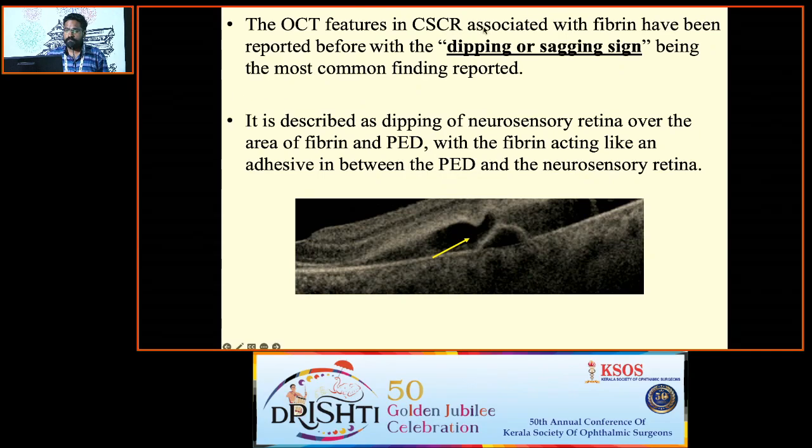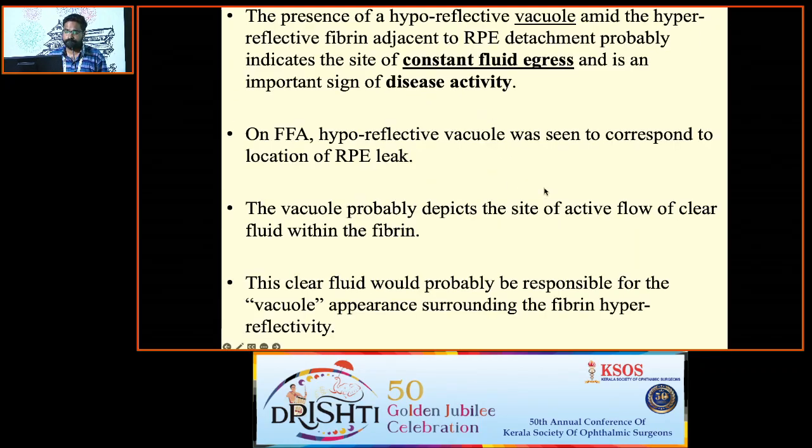The OCT features in fibrinous CSCR clearly show a dipping or sagging sign, that is a tent-like depression in the neurosensory retina between the retinal pigment epithelium and the fibrinous material, and they basically act like a cushion, like adhesive between this PED and the neurosensory retina. The presence of the vacuole sign, as I told you, indicates sites of constant fluid egress, and on FFA they correspond to areas of RPE leak.